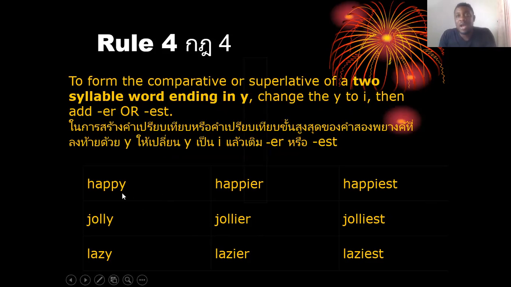Now it ends with y. There's a y there, so we remove that y and we add i-e-r, happier, or i-e-s-t, happiest. Jolly, jollier, jolliest. Lazy, lazier, laziest. Okay, I think it's correct.